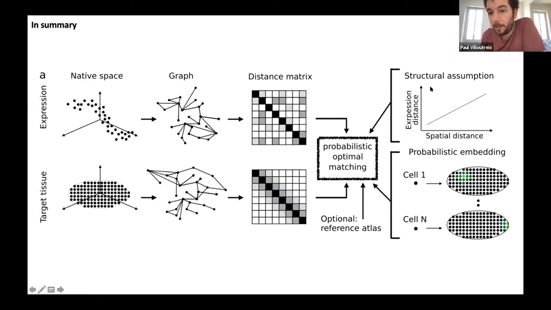And this last part here is the assumption that I was telling you is not always true, but that is true in Drosophila at this stage, which is that the distances in physical space are similar to the distances in the gene expression space.